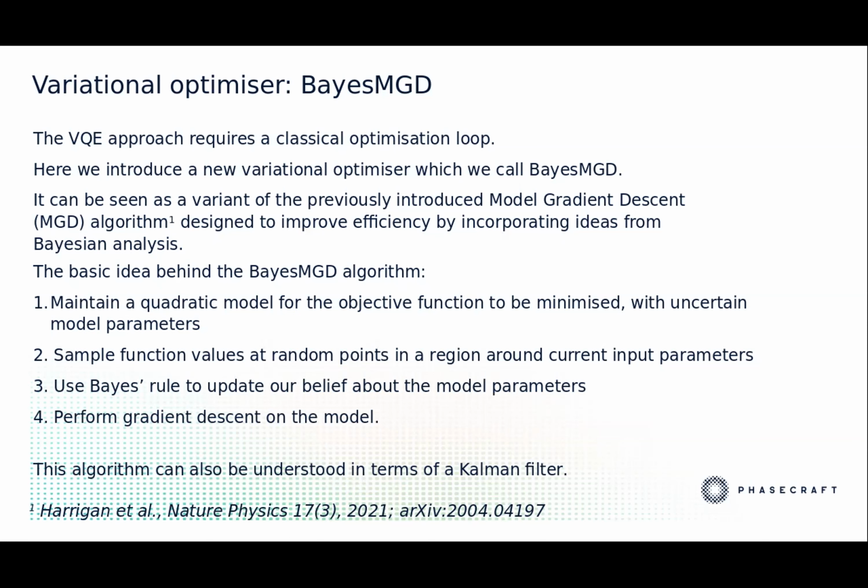Exactly. So this variational quantum eigensolver algorithm is what people call a hybrid. It gets information from the quantum device, processes it classically, and then feeds it back into the quantum machine.